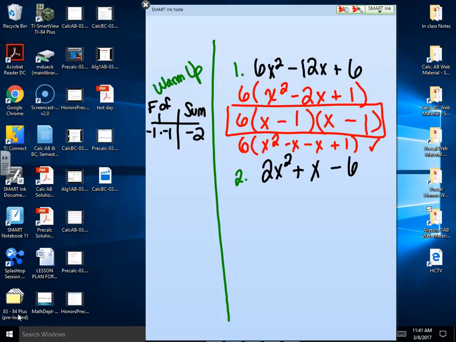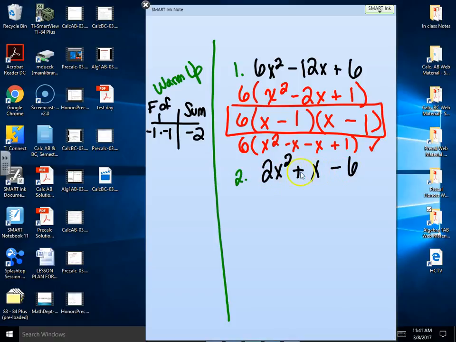Now, that was the first example. 6x squared minus 12x plus 6. And what did we see first? Did we go straight to parentheses first? No. What did we do first? Factor it out. Factor out who? 6. Good, because he is a GCF. Look for anything in common, right?